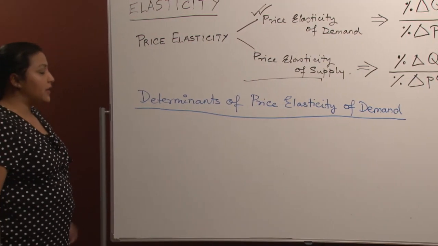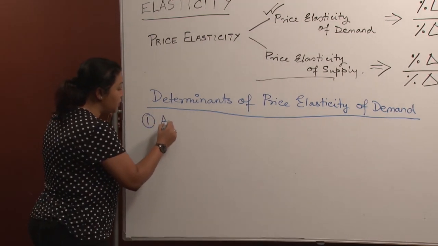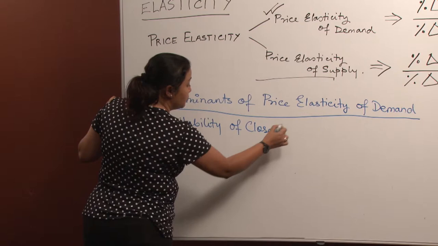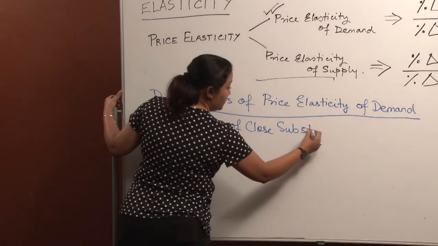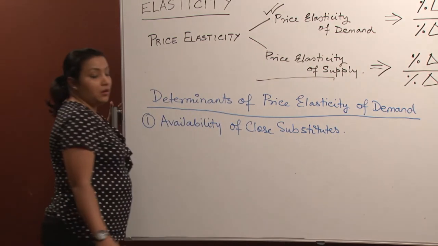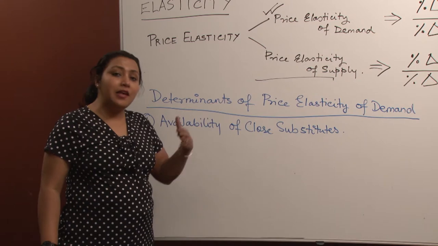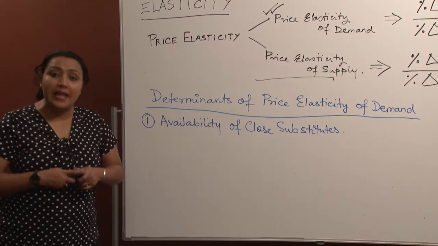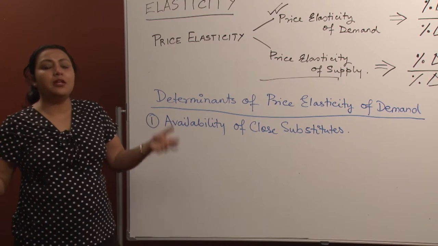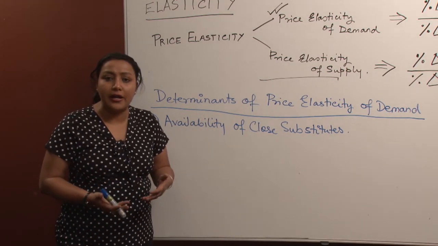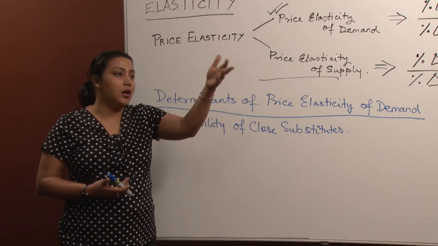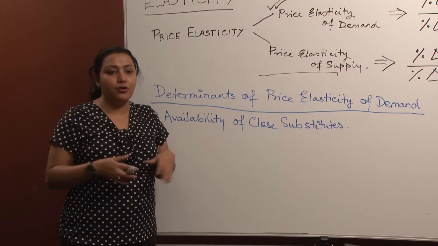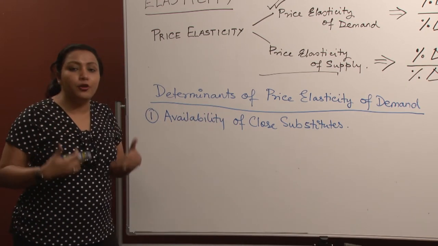Now, the first determinant of price elasticity of demand is the availability of close substitutes. If you have a commodity that has several close substitutes or close alternatives available, then those commodities tend to be price elastic. For example, think about ice cream. Ice cream has a lot of close substitutes available, right? You can get frozen custard, you can get frozen yogurt, or even within ice cream you can get different flavors. You can get a bar, or a cup, or a sundae and so on. So it has a lot of close substitutes available.